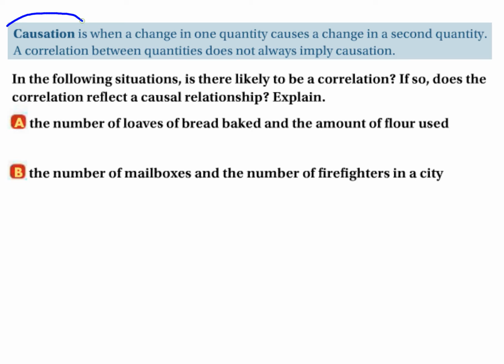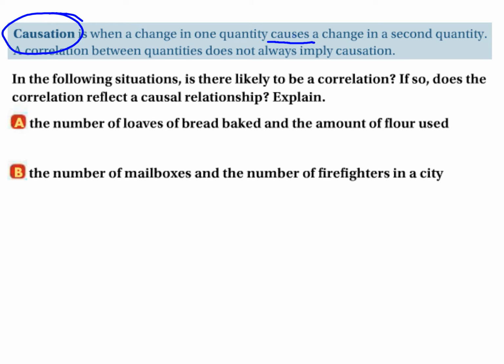Finally, we're going to talk about causation. Causation is when a change in one quantity causes the change in a second. For example, the number of loaves of bread baked and the amount of flour used. I would expect there's correlation for this because the number of loaves of bread you bake directly correlates with the amount of flour that you would be using. And this would also have causation because the number of loaves you bake will cause the amount of flour to be used.